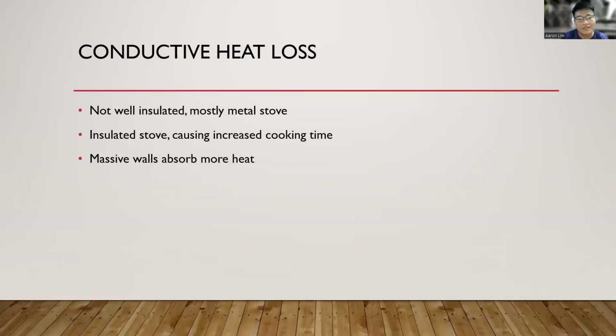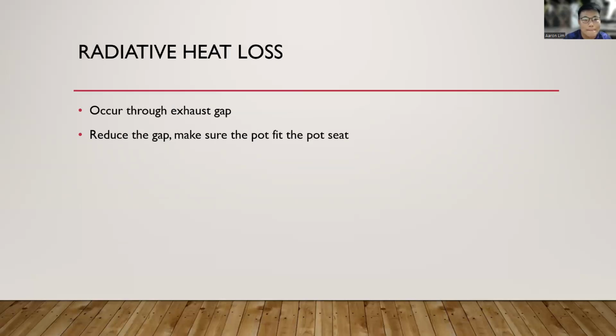Next is conductive heat loss. This can happen when the stove is not well insulated, mostly in a metal stove. If we never insulate the stove, it will increase the cooking time because of incomplete combustion. Longer cooking time means more fuel consumed, so more money has to be used. So we can improve by using massive walls to absorb more heat. And then next is radiative heat loss. This can also happen through the exhaust gap. So we can reduce the gap and make sure the pot fits on the pot seat correctly.